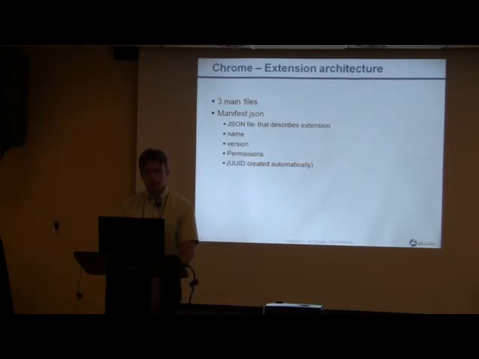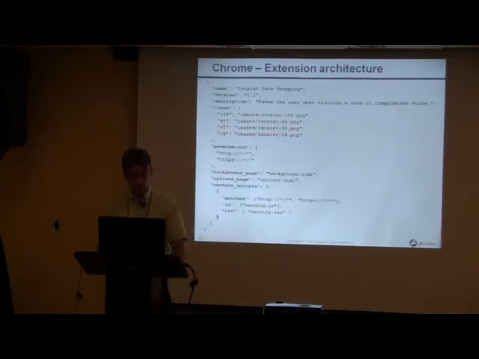So a Chrome extension is also made up of 3 main files. One is a manifest file, which is similar to the install.rdf for Firefox. It describes the extension, like the name, version, and you do have permissions inside the file that are shown to the users. So I can show one example here.